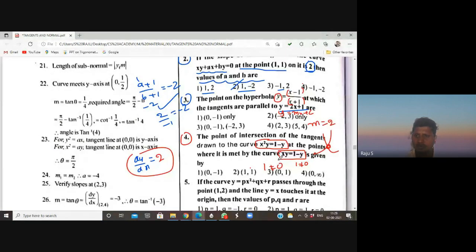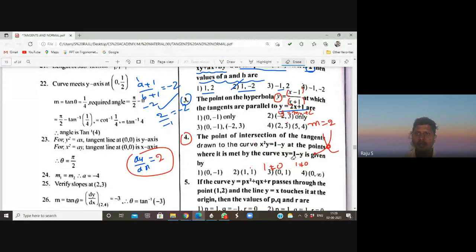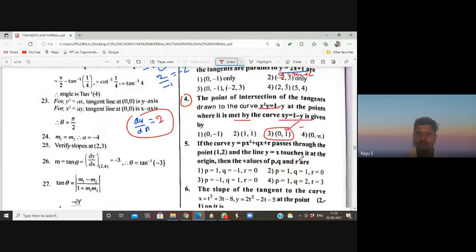Students, here actually the procedure is that we have to solve these two equations and we'll get the point. Sir, option 3 is... Yes, option 3. There's no need to find any slope here. Just verify the option. This option alone will satisfy both equations, because this curve can meet this curve at a certain point. That point they're asking. So the third option is right.